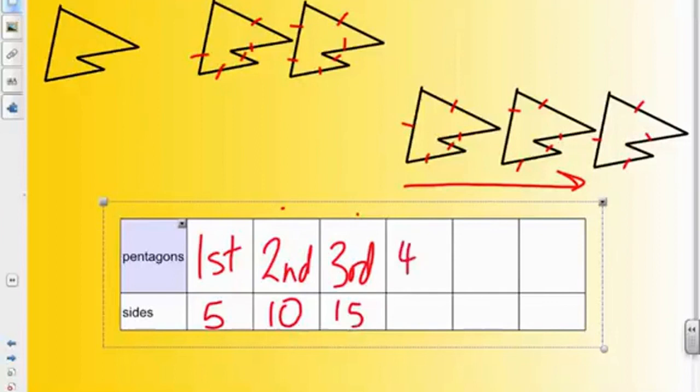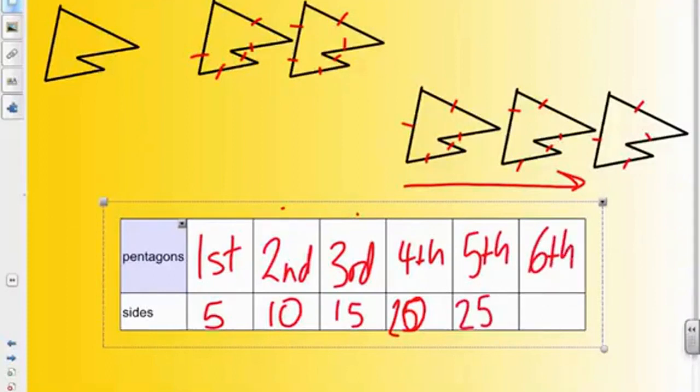For the fourth, I can see a pattern. Can you? It's going up by 5 each time. The fourth term would have 20 sides. The fifth term would have 25 sides, and the sixth term would, of course, have 30.